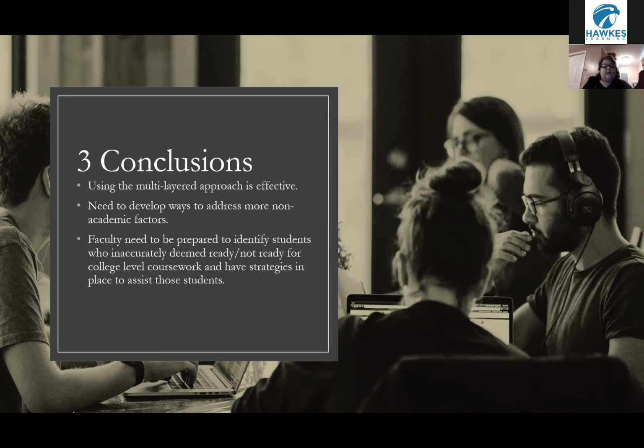So this tells me that there's a need to develop further ways to address even more non-academic factors, and that faculty need to be prepared to identify students who are inaccurately deemed ready or not ready for college level coursework, and have the strategies in place in order to assist those students.